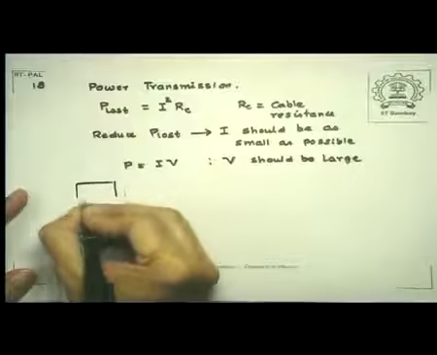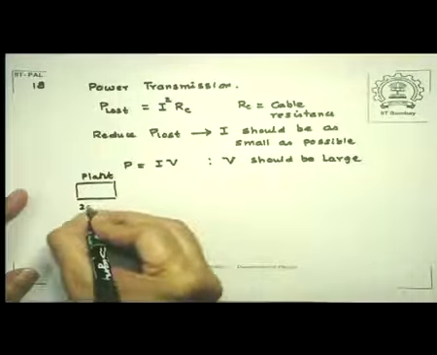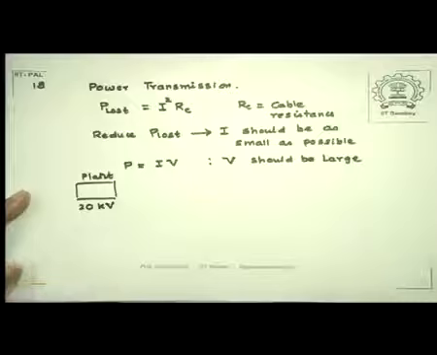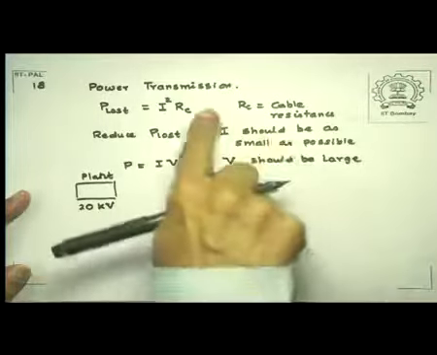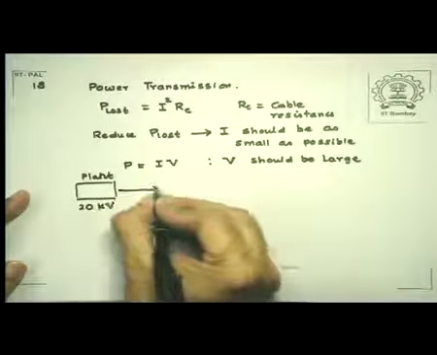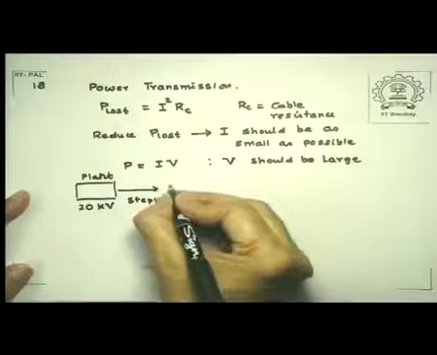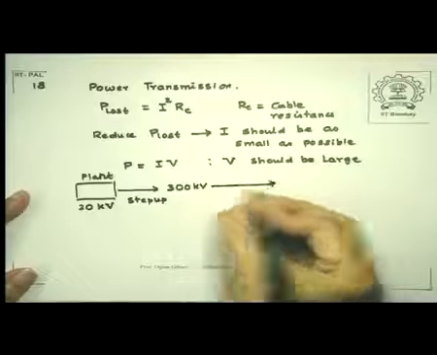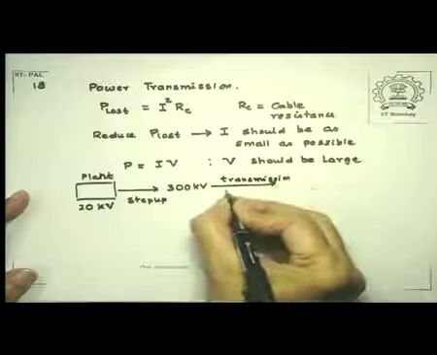So let me talk about a typical power plant. So this is the plant. Maybe let me take a small plant which produces, let's say, 20 kilovolts. Now what is done is that this is stepped up in order to reduce this loss. So I need a step up transformer. Suppose I make it some 200 kV or 300 kV, and then I transmit it. So this is transmission. This is where loss occurs. So cable loss.